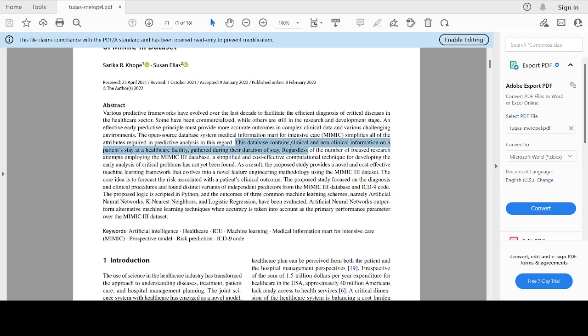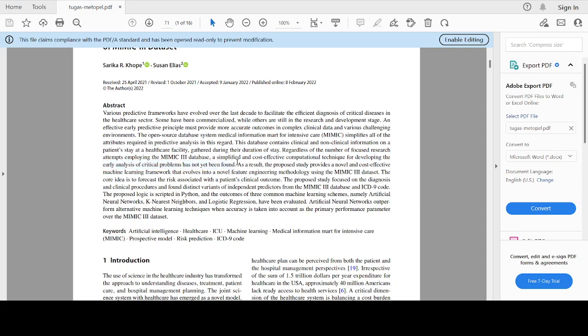This database contains clinical and non-clinical information of a patient's stay at a healthcare facility, gathered during their duration of stay. Regardless of the number of focused research attempts employing the MIMIC3 database, a simplified and cost-effective computational technique for developing the early analysis of critical problems has not yet been found.